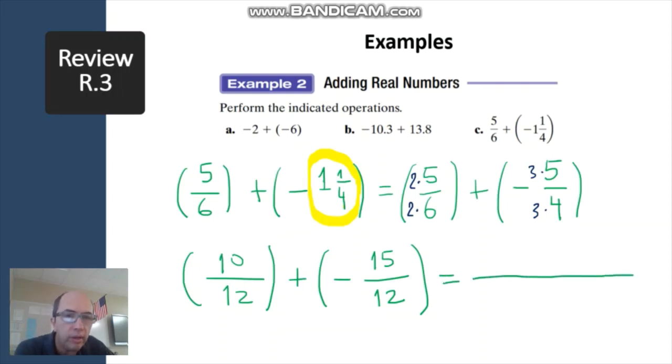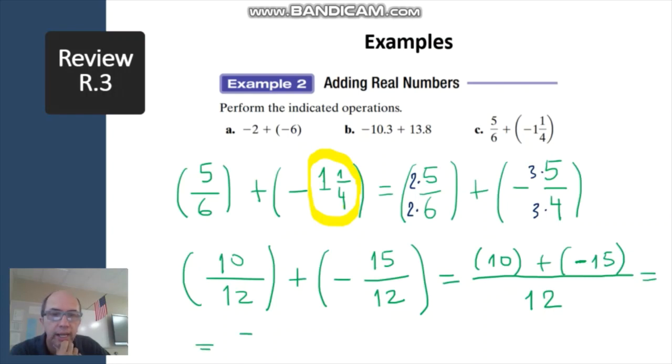Draw this long bar, 12 here, 10 plus negative 15. And now you can identify which one has a greater absolute value, right? 15 is greater than 10, so we will do 15 minus 10, 5, and we'll keep the sign of the greater one, negative. So all this is equal to negative 5 over 12. This is the right answer.